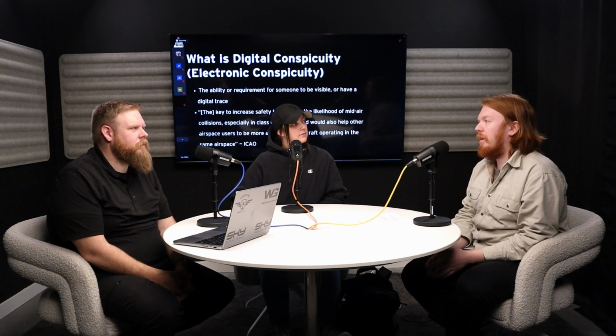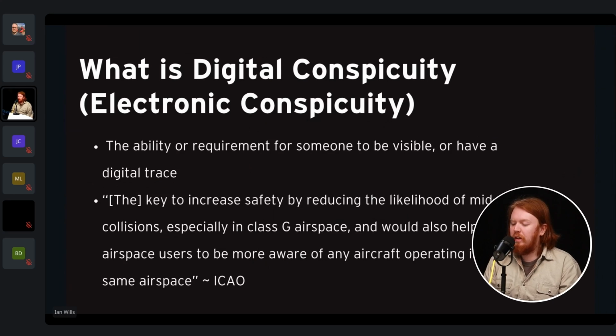ICAO, the International Civil Aviation Organization, says that digital conspicuity is the key to increase safety by reducing the likelihood of mid-air collisions, especially in Class G uncontrolled airspace. It will help other airspace users to be more aware of any aircraft operating in the same airspace. So this is the ability for aircraft to be tracked digitally, primarily by air traffic controllers. In aviation, we have a number of different types of traditional digital conspicuity.